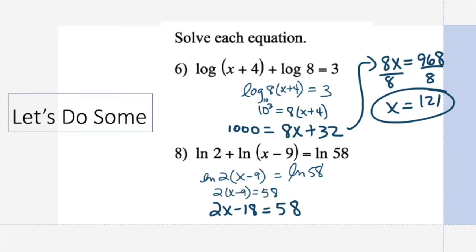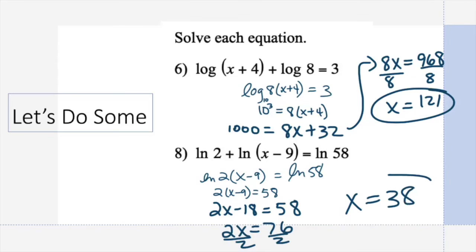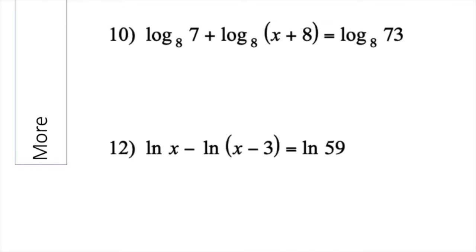So I'm going to move that 18 over. I'm going to add it to the other side. What is 58 plus 18? 76. So then I divided both by 2 and I got x equals 38. That's what I got as well. Do number 10.